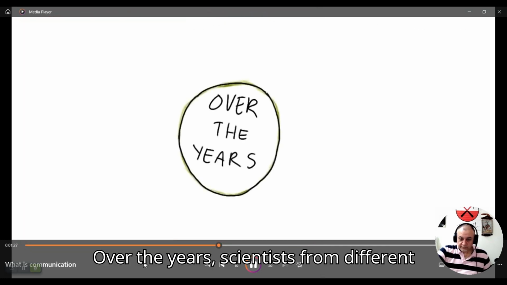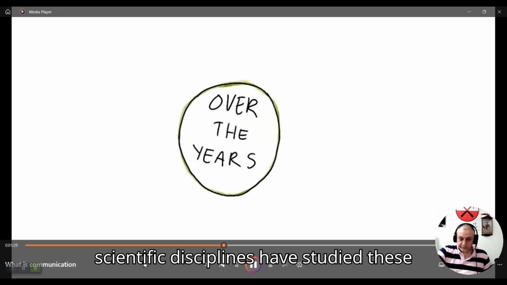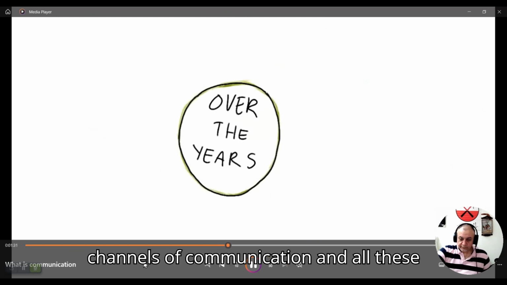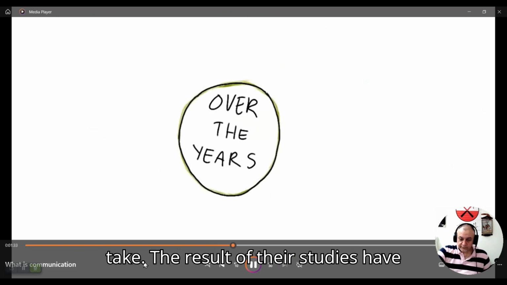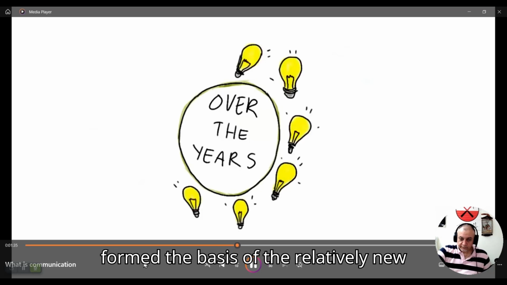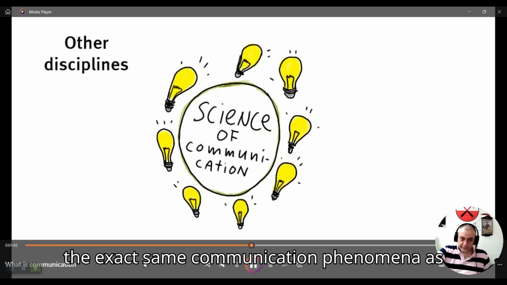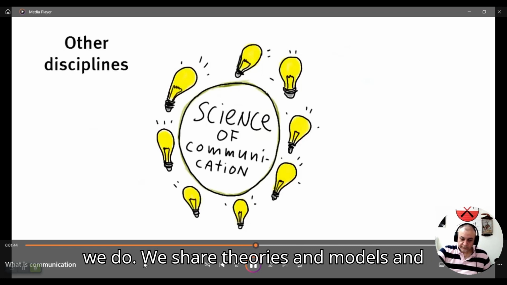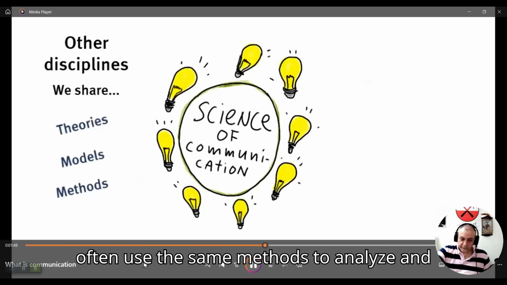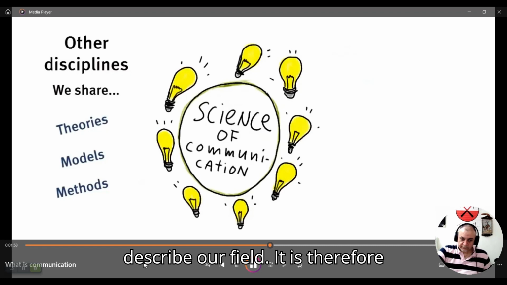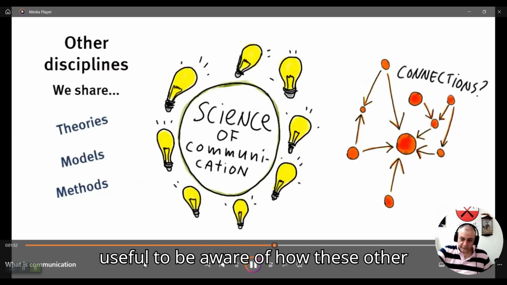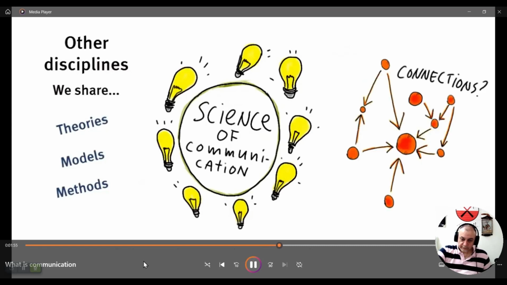Over the years, scientists from different scientific disciplines have studied these channels of communication and all these different forms that communication can take. The result of their studies have formed the basis of the relatively new science of communication. And even today, many scholars in other disciplines study the exact same communication phenomena as we do. We share theories and models and often use the same methods to analyze and describe our field.